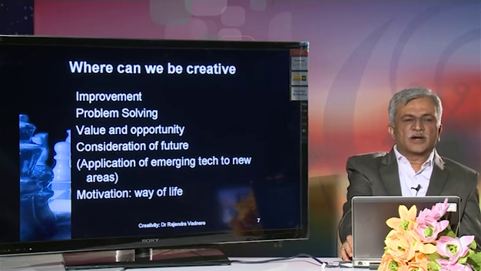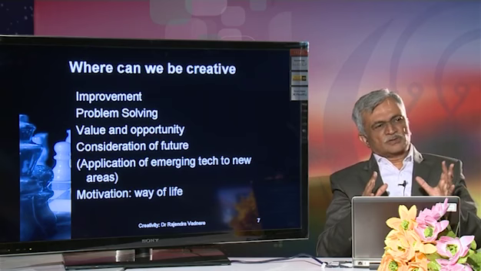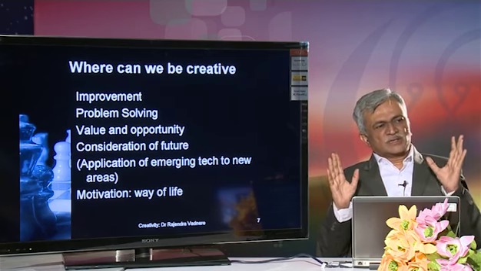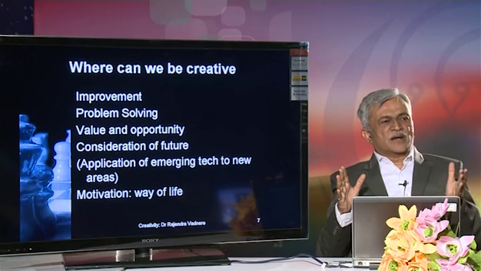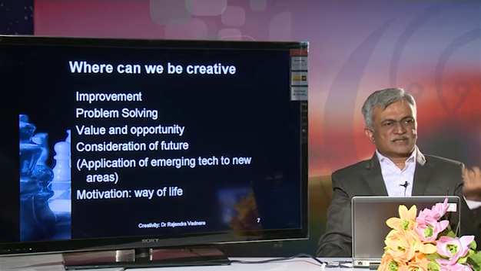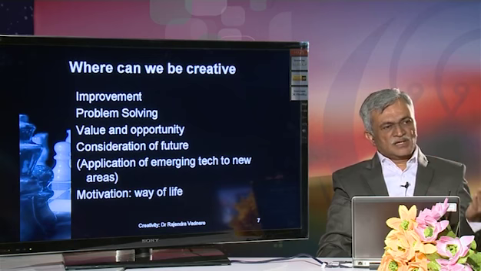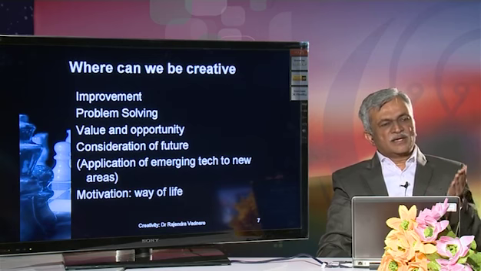Where can we be creative? What are the areas in which we can be creative? We can be creative in the areas of innovation and improvement. The thing is already there, you already have a solution, not that you cannot do without it. Some things are there, but how do we make them better? Suppose some product is there, some lubricant which is used in a vehicle. How do we make its property better so that it serves the purpose better? So, improvement is an area in which you can be creative.